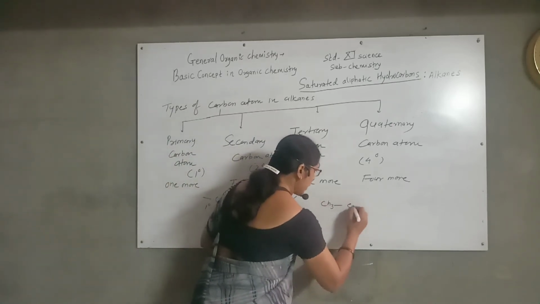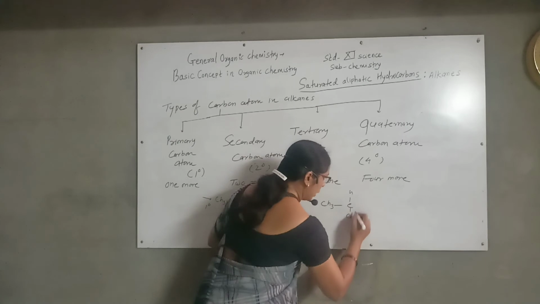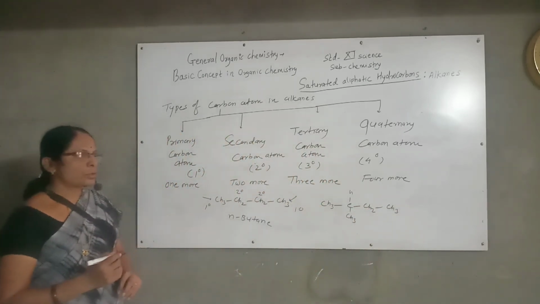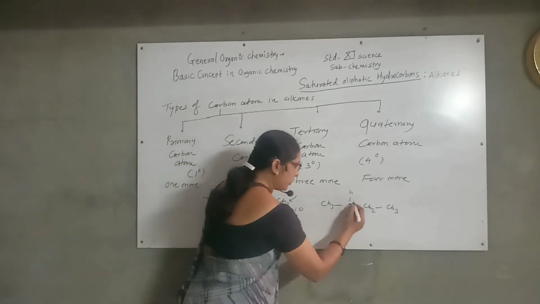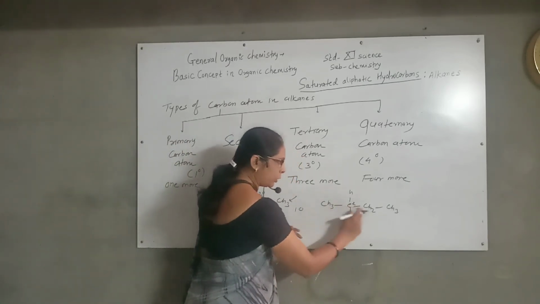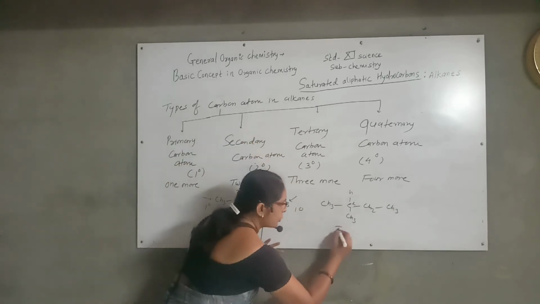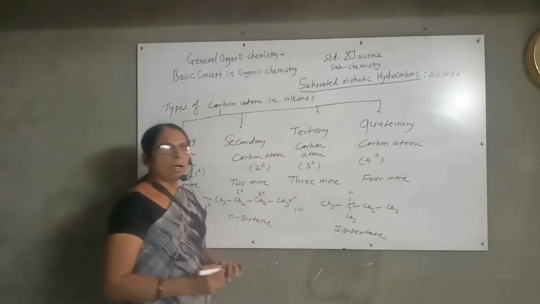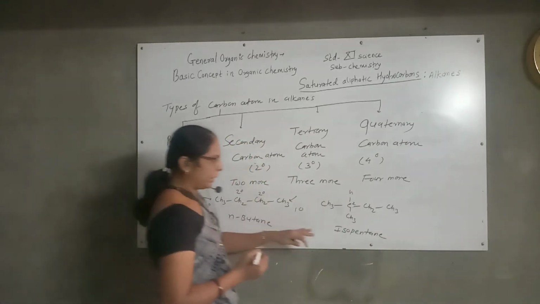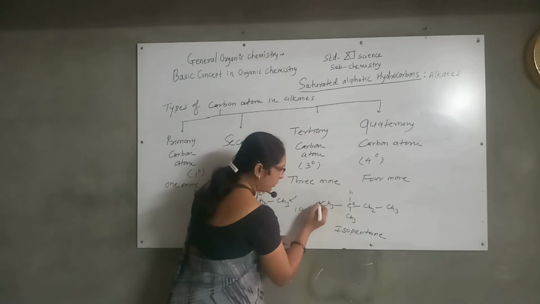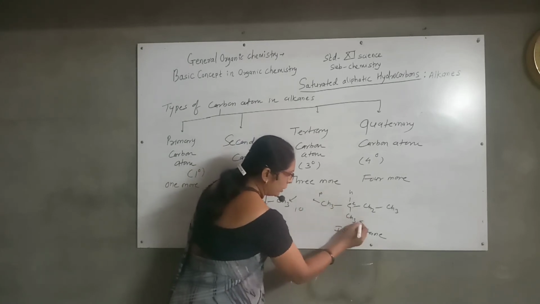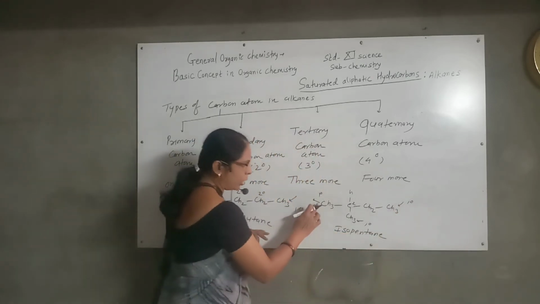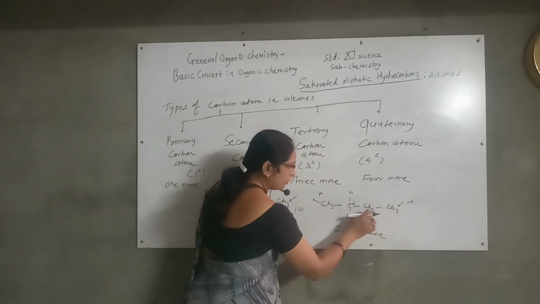Suppose I consider the example of isopentane. It is iso because there is one methyl group on the second carbon and there are a total of 5 carbons, so it is isopentane. Now let us consider the types of carbon atom in isopentane. This is a terminal, so it is a primary. This is a terminal, so it is a primary. This is a terminal, it is a primary because all are attached to one more.